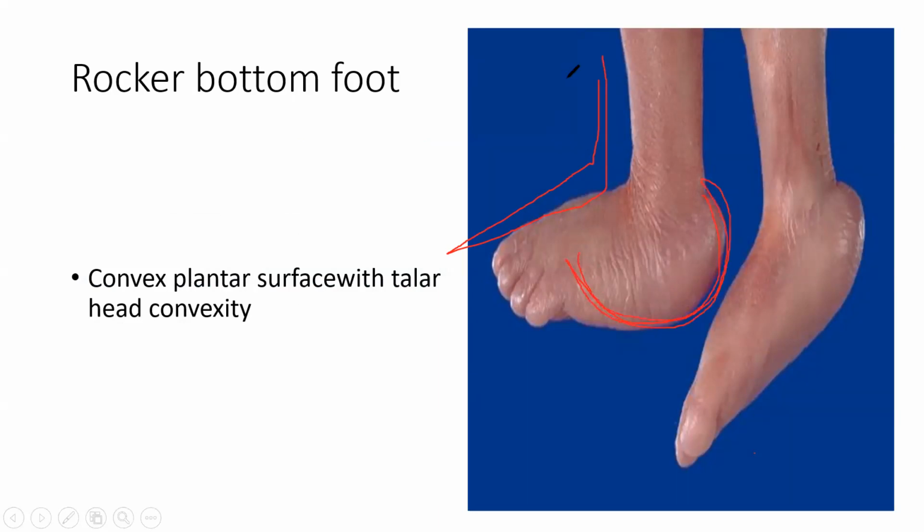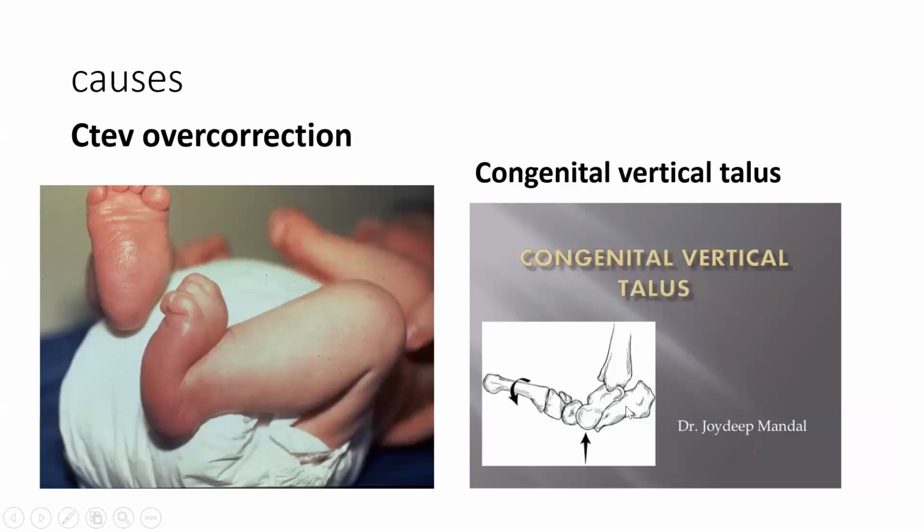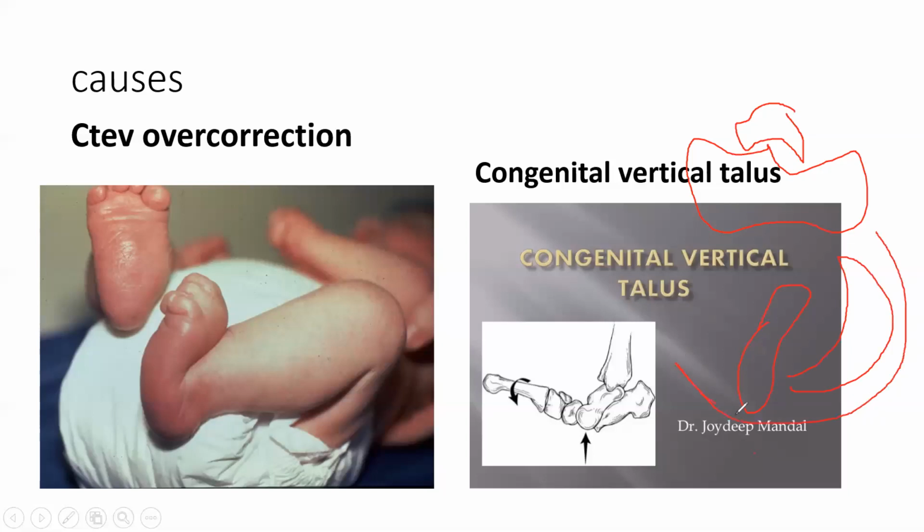Sometimes because of the problems of यहाँ talus होता है, यहाँ calcaneum होता है. So because of the problem of talus and calcaneum, there is a rocker bottom foot. See the talus and calcaneum. So normally कैसा होता है? Talus is this type of bone, and then there is a calcaneum bone. Sometimes talus आगे आ जाता है and calcaneum पीछे चला जाता है. So talus will come like this. It will become vertical talus, and calcaneum will go behind. Because of this, there is a convexity at the surface.